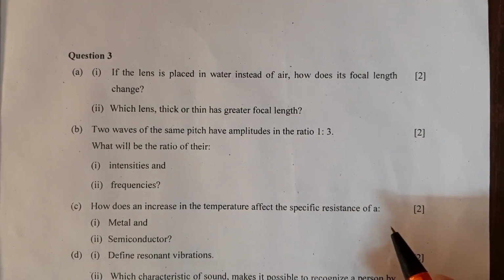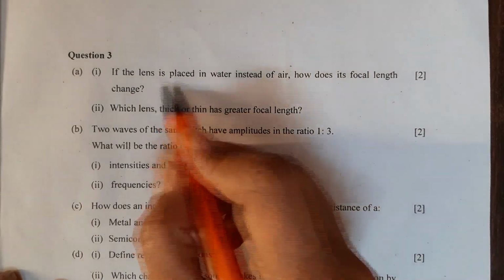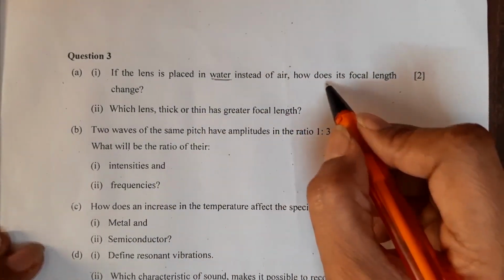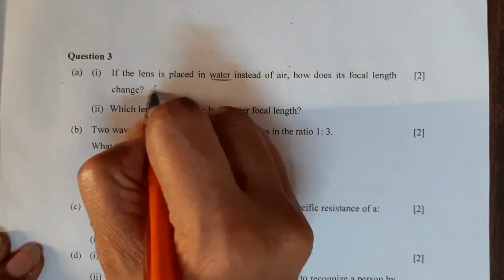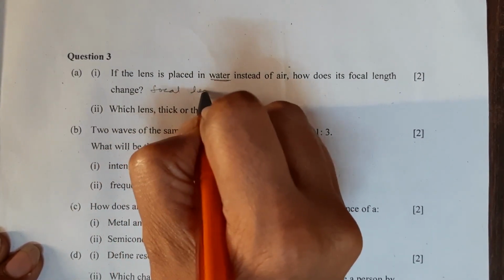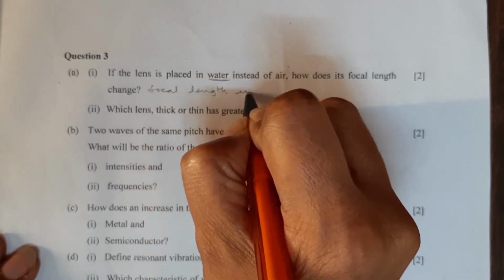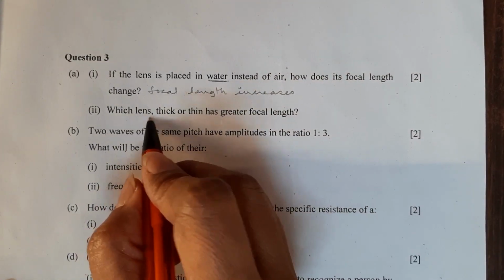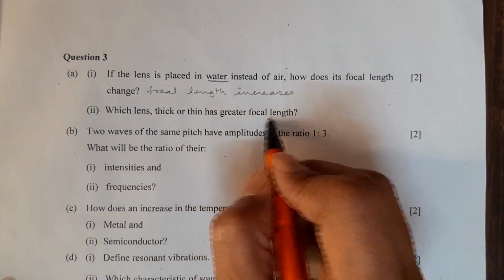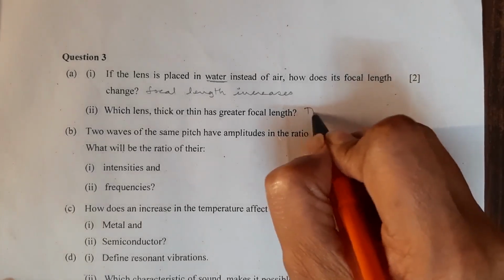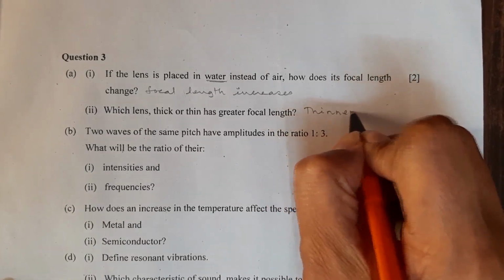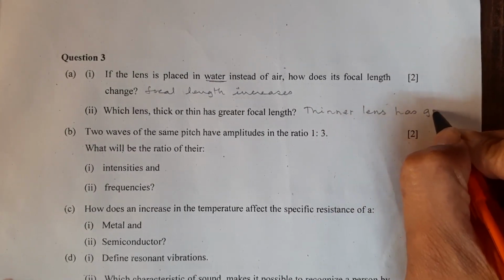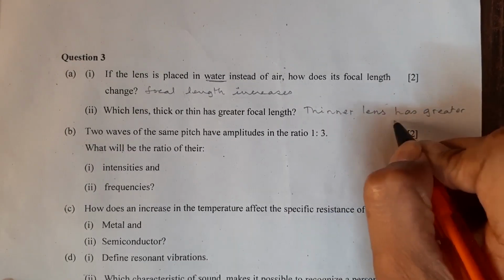Let us come to question 3A, first part. If the lens is placed in water instead of air, how does the focal length change? The focal length increases. And which lens, thick or thin, will have greater focal length? It will be the thinner lens that has greater focal length.